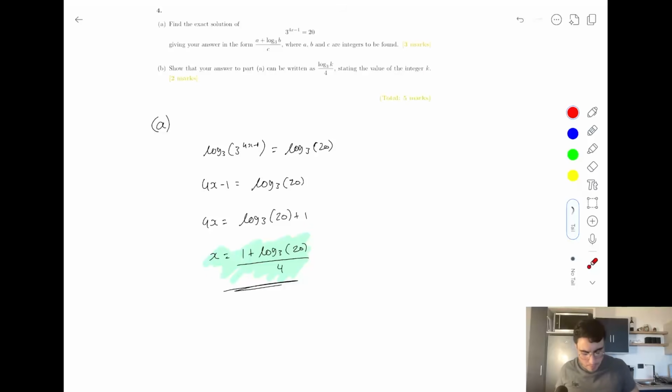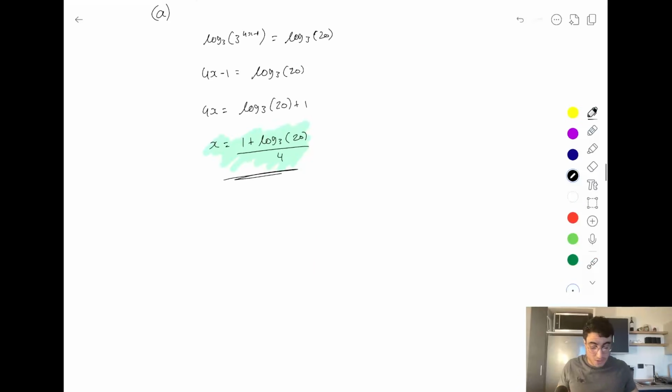Alright guys, so for part B here, they want us to show that the answer can be written as log base 3 of k over 4, and to state the value of the integer k. So what this signals to me, it only being 2 marks, is that we just have to rearrange our previous answer basically. Okay, so let's think about this.